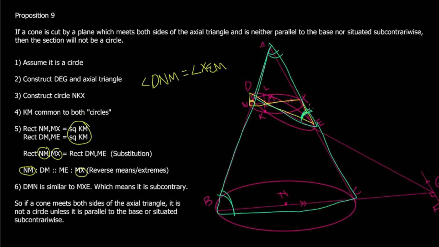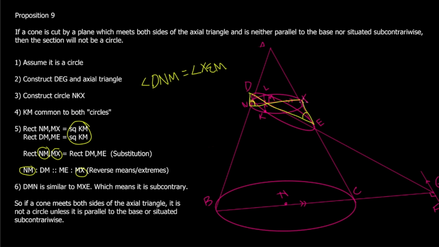So what we're learning is that this is situated subcontrary-wise, because what it means to be situated subcontrary-wise is that they're similar triangles in which the angles which are equal are sort of flip-flopped. So we had constructed this circle assuming that it's not subcontrary-wise, but we find out that if it is a circle, the only way it can exist as a circle is if it was situated subcontrary-wise. So this means that if it was not situated subcontrary-wise, it would not be a circle.